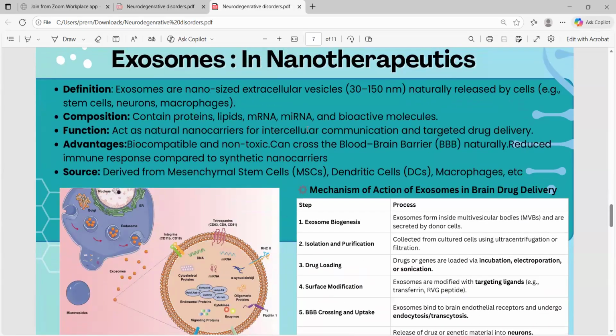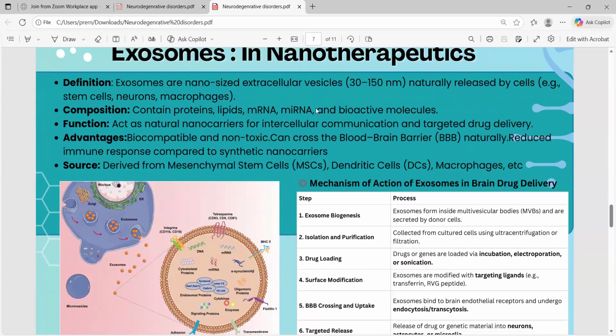Then we move to exosomes. Exosomes are nano-sized extracellular vesicles naturally released by stem cells, neurons, or macrophages.